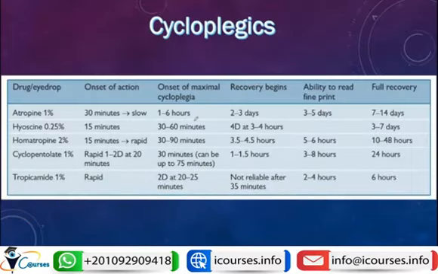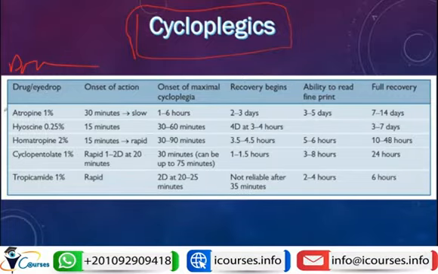So let's see what are the drugs. The cycloplegics are the drugs that will cause relaxation of the ciliary muscle, which are parasympatholytics, starting from the drug which has the most extended duration, which is atropine, to hyoscine, to homatropine, cyclopentolate, and tropicamide.